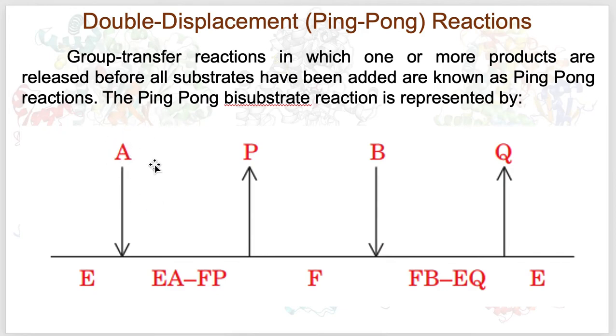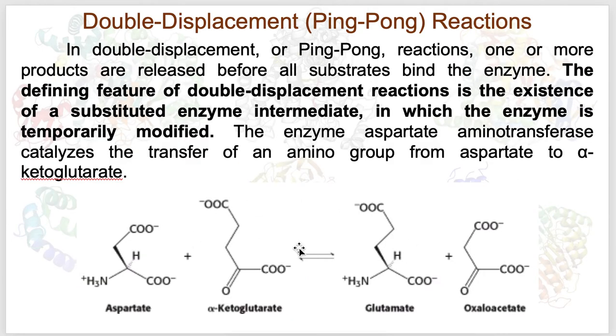This kind of reaction usually happens in this way. First, one substrate binds with the enzyme, then one product is released, then the second substrate binds, and the second product is released. This is one example of a double displacement bi-substrate reaction. It happens between aspartate and alpha-ketoglutarate, and this reaction is catalyzed by the enzyme aspartate aminotransferase, and the products are glutamate and oxaloacetate.